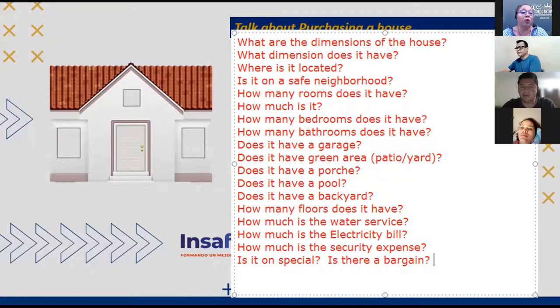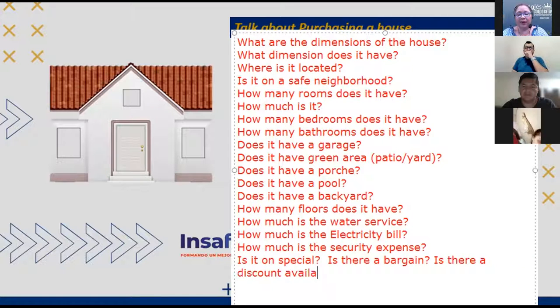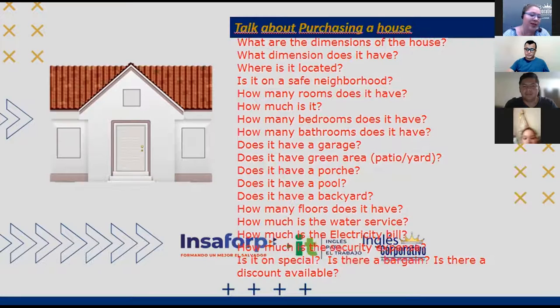Y si le preguntamos por el descuento, le podemos preguntar, is there a discount available? Okay. Does it apply for a discount? Okay, también. Bien. Here we are. Ya podemos preguntar acerca de lo que se nos ocurra, de todas las features que pueda tener un producto. Hasta una casa compramos el día de hoy.